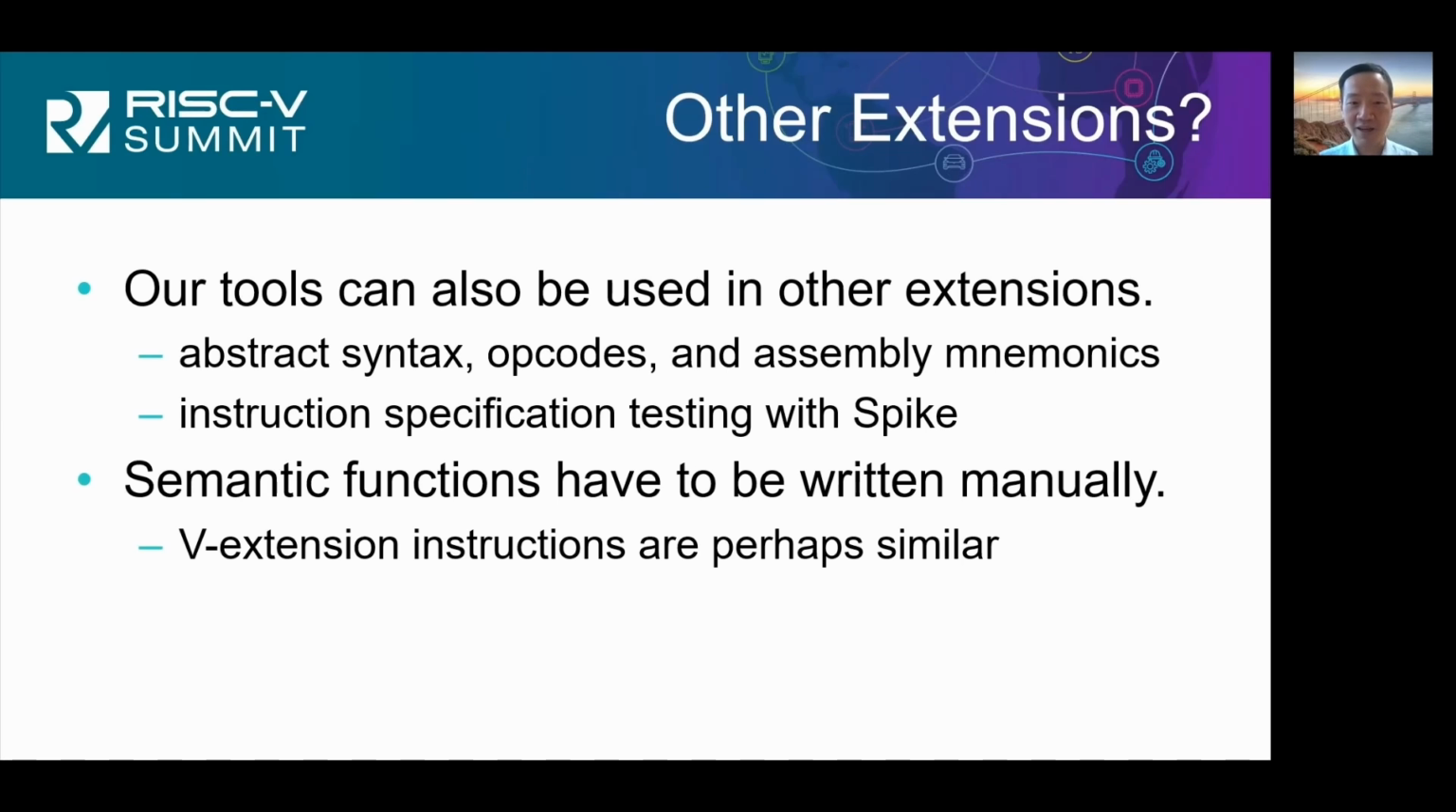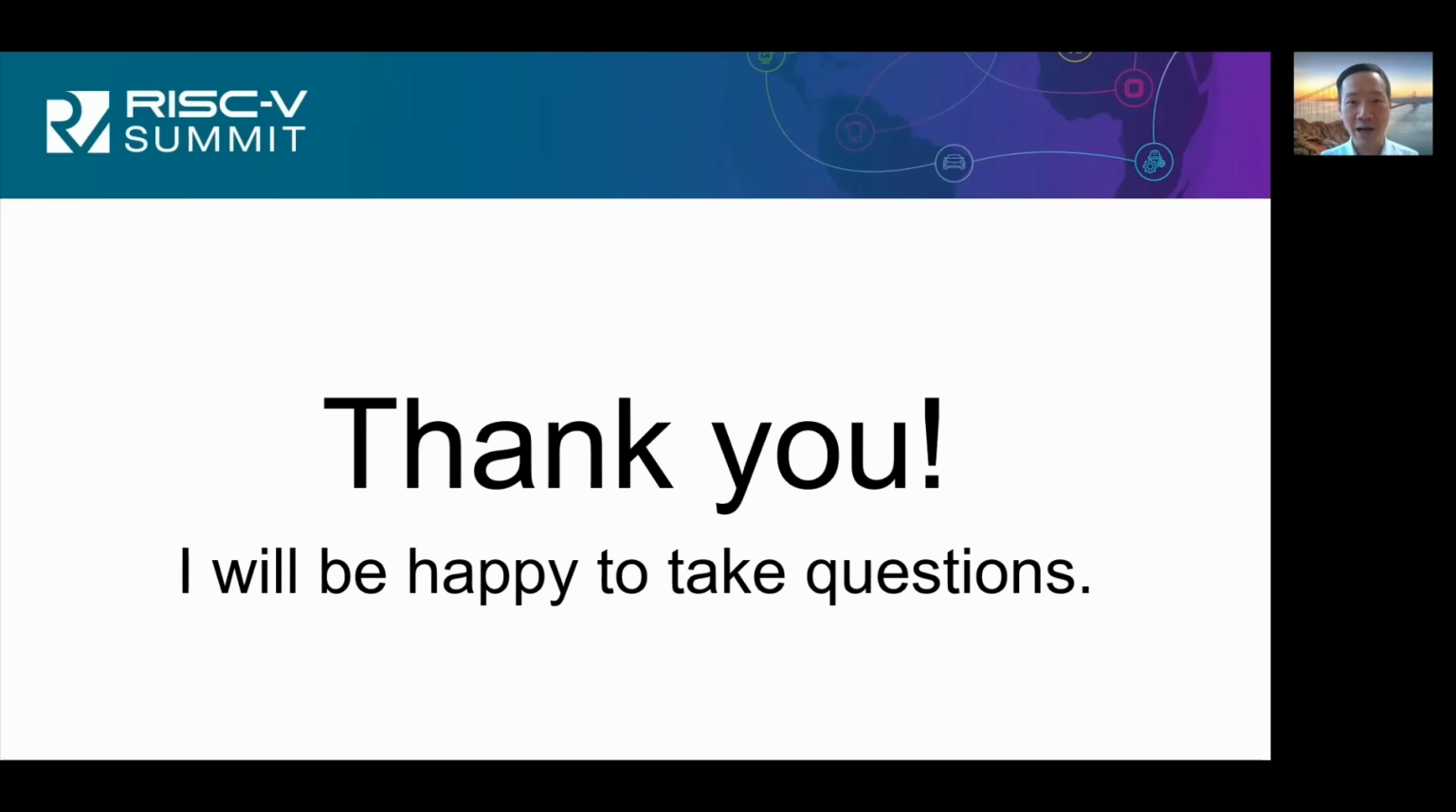And what about semantic functions? Unfortunately, for this part, we need to write manually. And I would say for the V extension, it's probably okay because they are more or less similar to the P extension. But for other extensions, that needs to be seen. For example, the security crypto extension. We need to encode AES into CELL. And I think I know there's a way to do that, but that's very different from what we did in this work. So thank you. That's all I want to talk about our work, and I'm very happy to take your questions.